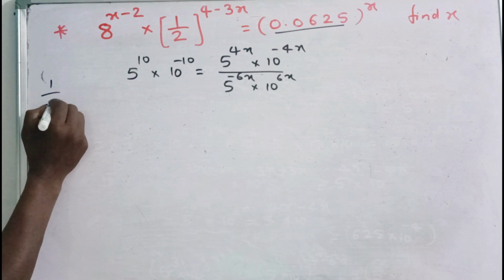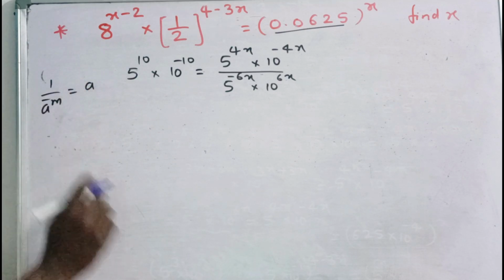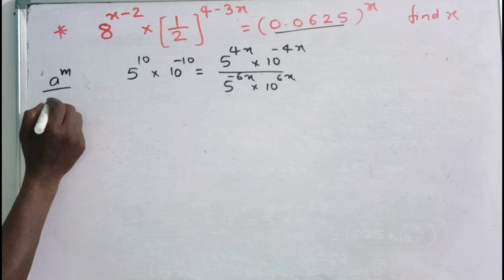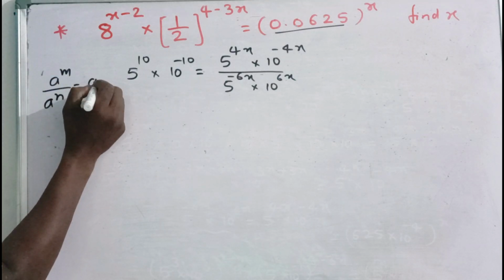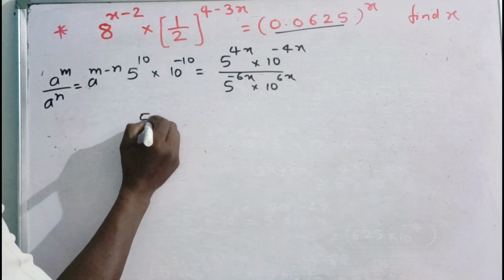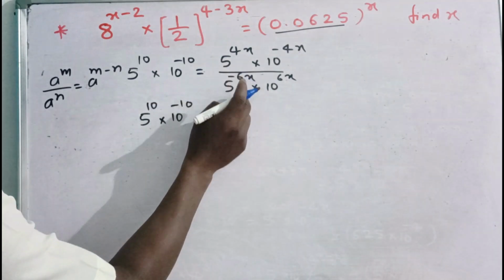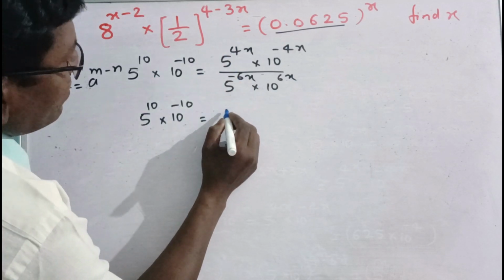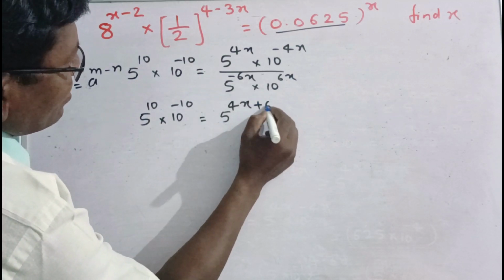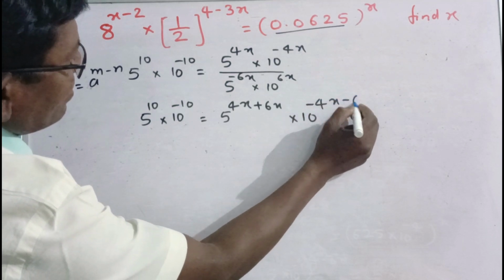Now 1 upon a raised to the power m is nothing but a raised to the power minus m, जिसको यहाँ पर ऐसे यूज कर सकते हैं. ये प्रॉपर्टी a raised to the power m divided by a raised to the power n is nothing but a raised to the power m minus n. Now 5 raised to the power 10 into 10 raised to the power minus 10 is equal to 5 raised to the power 4x minus minus become plus 6x into 10 raised to the power minus 4x minus 6x.